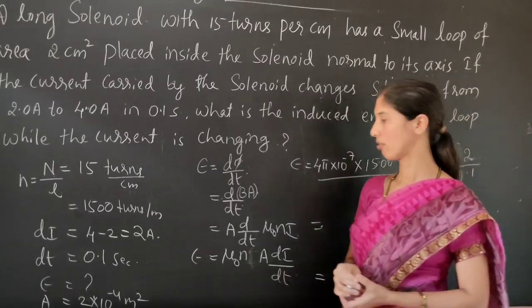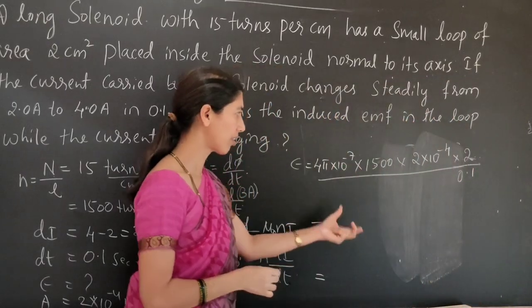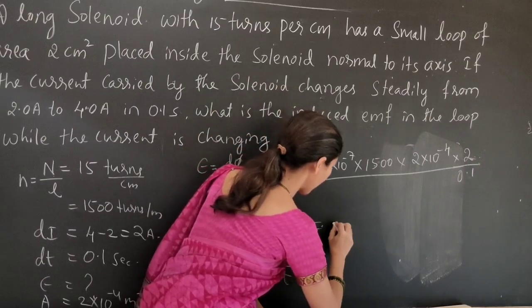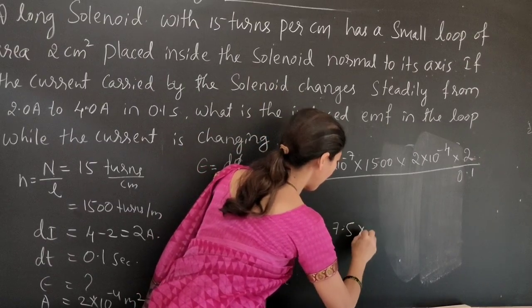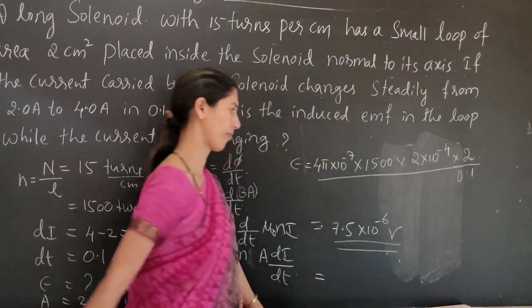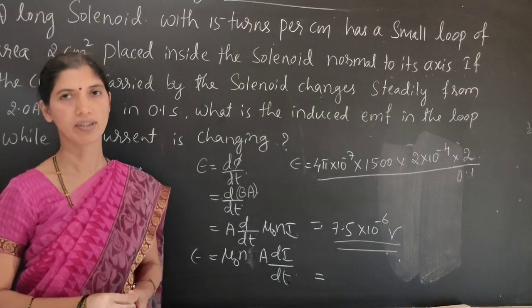Simple calculation is this one. You can calculate this, and the final value I will write. That final value is 7.5 into 10 raised to minus 6 volt. You do this calculation and verify this.